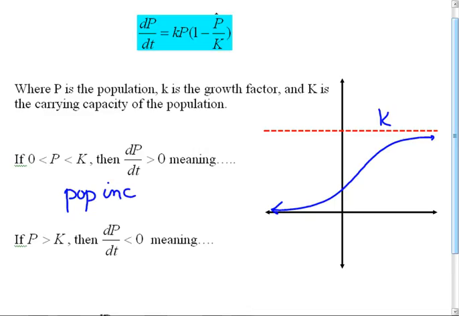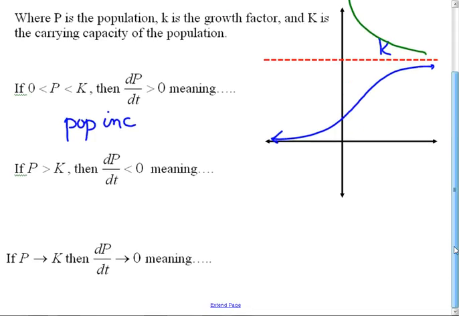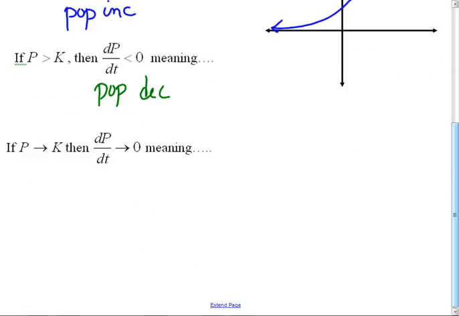And if I start up here, bigger than K, my derivative will become negative, as we showed, meaning that the population is decreasing. What happens when you get really close to K? What's happening to dP/dt? It's growing slower, right? The growth is slowing down. Still growing.